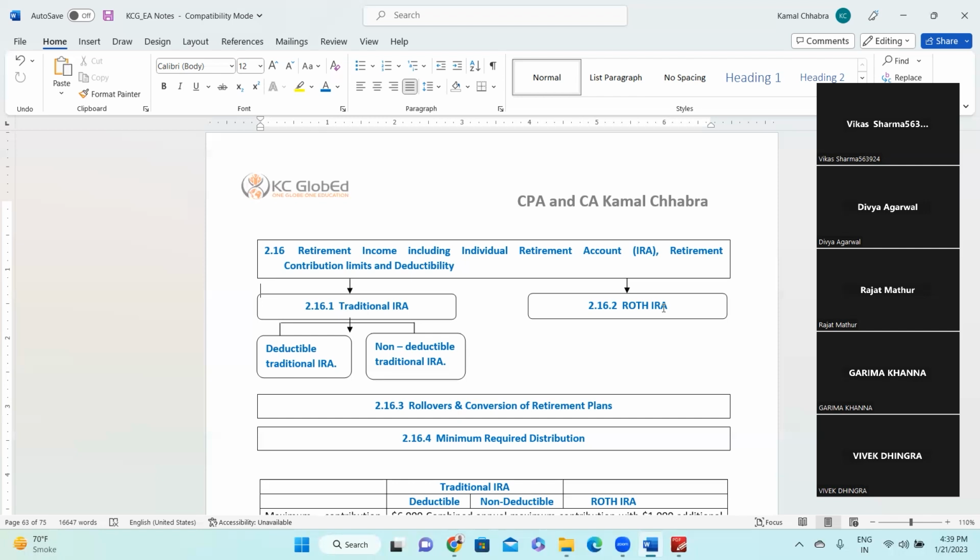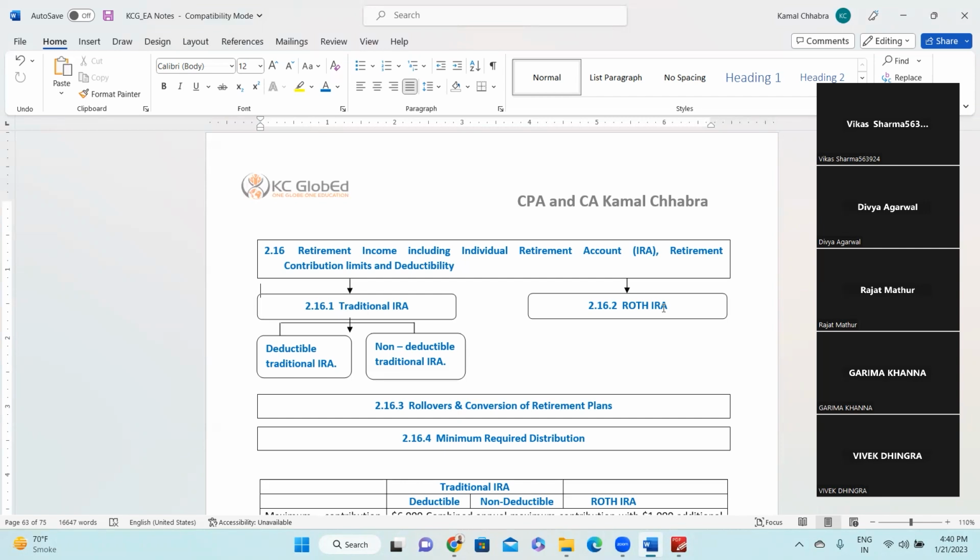But the good thing and bad thing is that when you have a deductible traditional IRA, that means in the current year, when you have made a contribution, like in India also, for example, if you make a contribution to the PF or PPF, it is considered in your deductions under Section 80C in India, right?